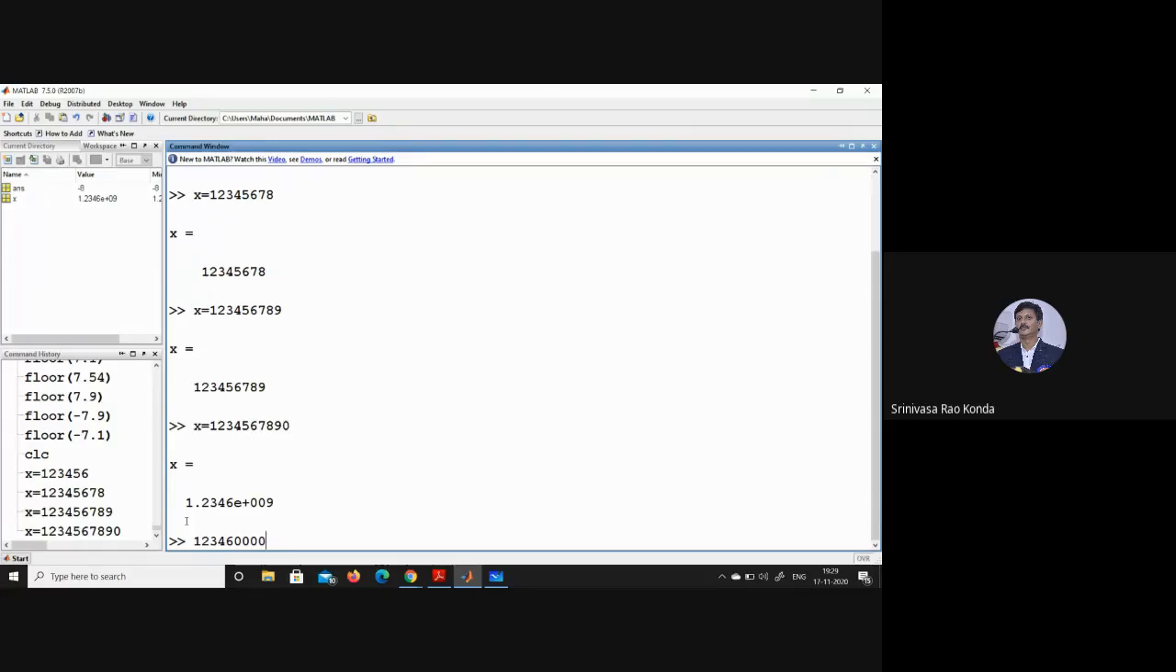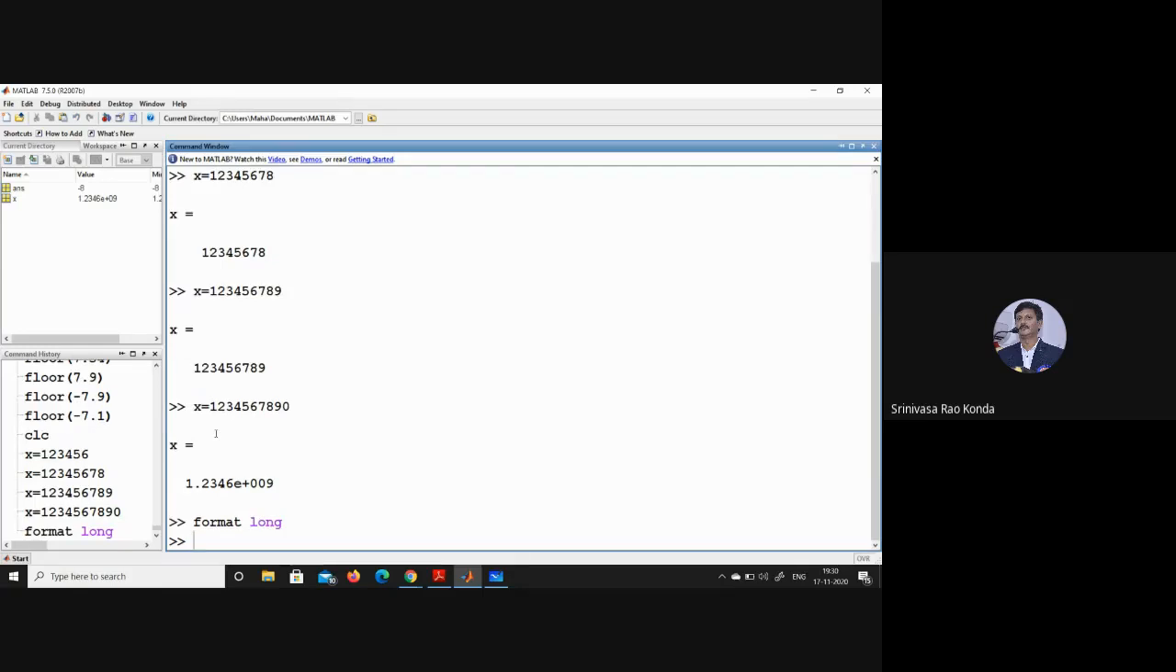This is the value. But this value is not exactly this value, no? My value is 1, 2, 3, 4, 5, 6, 7, 8, 9, 0. But MATLAB is displaying 1, 2, 3, 4, 6, 4 zeros. It is looking like, we are feeling like that, but it is not displaying like that. We use the format line, we can easily understand. Format long. So what is the X value now? We see this one.